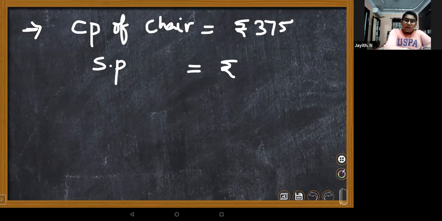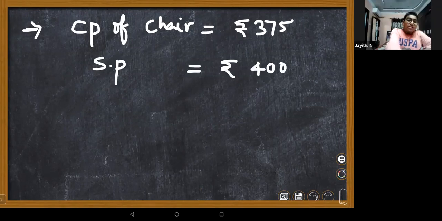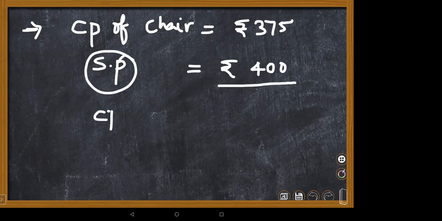Ma'am, there is 25 rupees of profit. Very good, 25 rupees profit. Why? Because by seeing only SP and CP, CP is less than SP. So it is a profit you are getting. By seeing only, you can say it is profit.